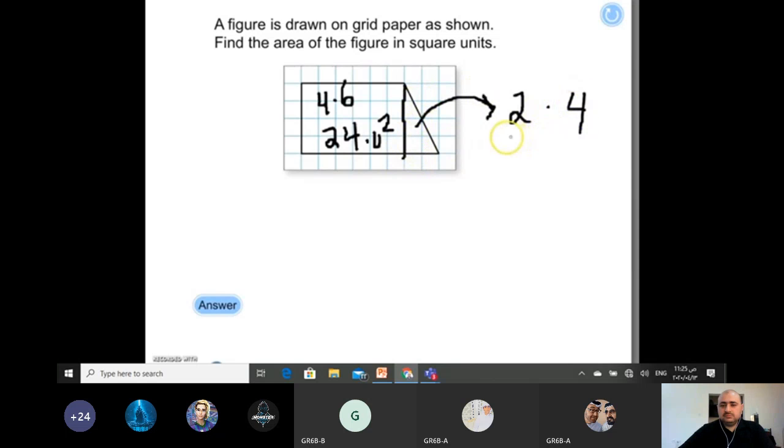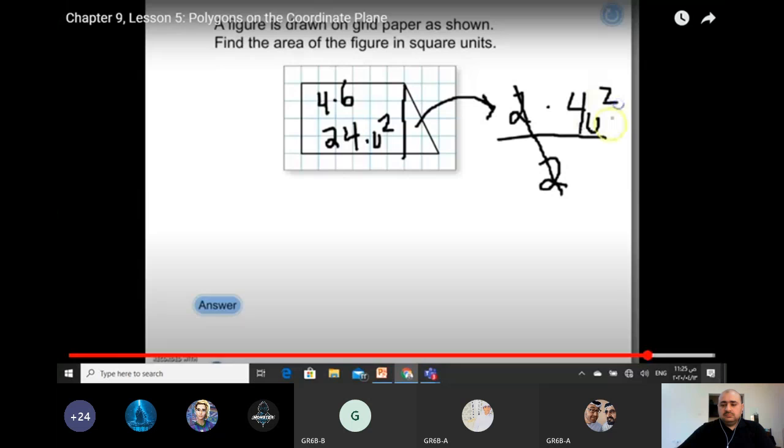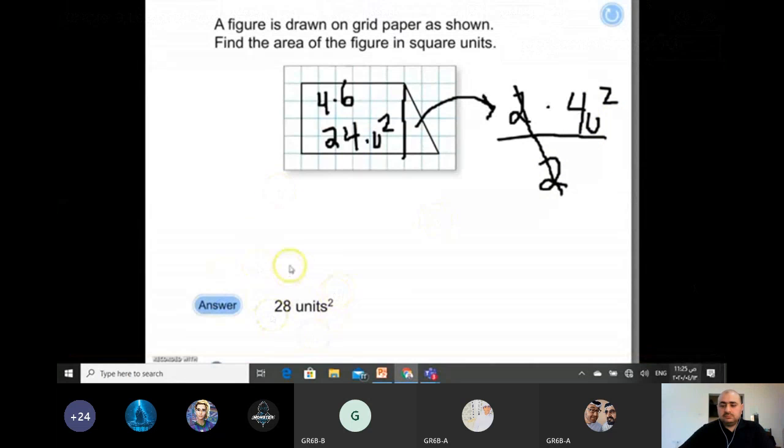So 4 times 2, all divided by 2, since it is a triangle. You could actually cancel these 2's out to begin with, and our area is 4. So if I have 24 units plus another 4 units squared, our answer should be 28 units. And there it is, 28 units squared.